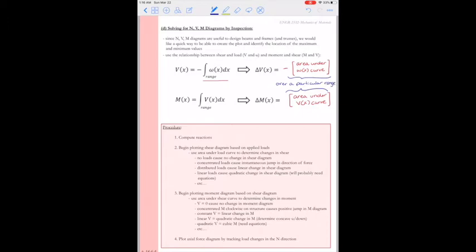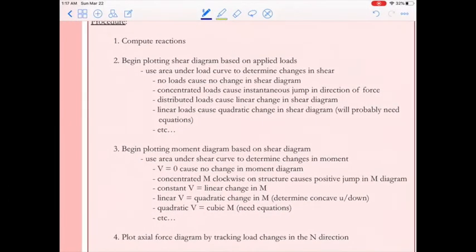Now, in order to plot them, we're going to, of course, have to follow a few rules. We don't get away from those rules, so we have a procedure listed here that we can follow. And so there we go. If we take a look at our procedure, first compute reactions, then we start going down. We begin by plotting the shear diagram, using the area under the load curve to determine the changes in shear. No loads cause no change in the shear diagram. Concentrated loads cause instantaneous jumps in the direction of the force. Distributed loads cause a linear change in the shear diagram. Linear loads cause quadratic changes, and so forth.